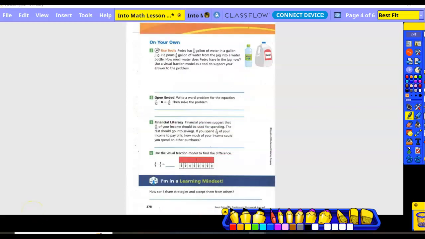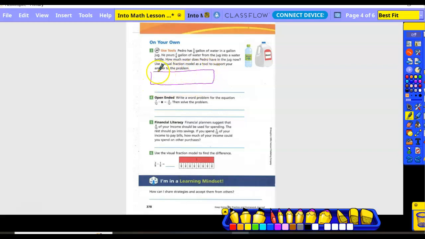On your own, number 3, use tools. Pedro has 5/8 gallon of water in a gallon jug. He pours 2/8 gallon of water from the jug into the water bottle. How much water does Pedro have in the jug now? Use a visual fraction model to support your answer. So what am I going to draw? I'm going to draw my bar model.